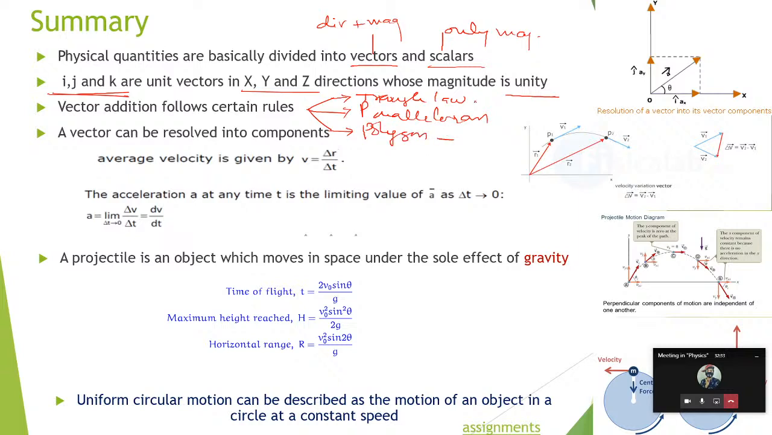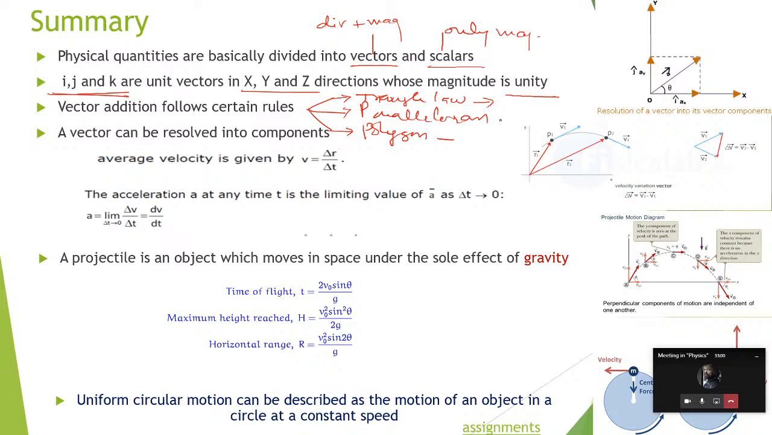Can anybody tell me what is triangle law? Two vectors in head to tail form, then their resultant would be the third side. Yeah, very good. If two vectors can be represented as adjacent sides of a triangle, then the resultant will be the third side of the triangle taken in the reverse order. Okay, good.